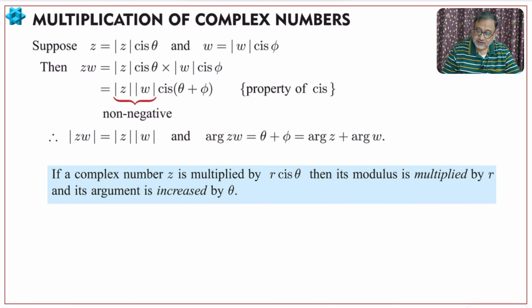Now multiplication of complex numbers in the polar form, of course. If z is modulus of z cis theta and w is modulus of w cis phi, then z into w will be modulus of z cis theta multiplied by modulus of w cis phi, and we multiply both the moduli and we add the arguments, cis theta plus phi, right?